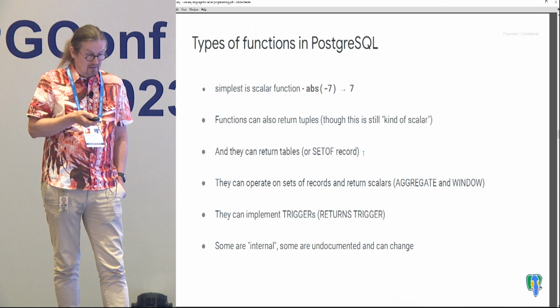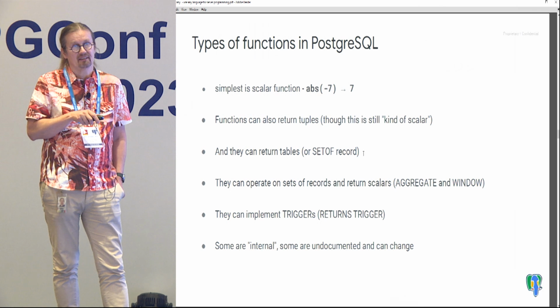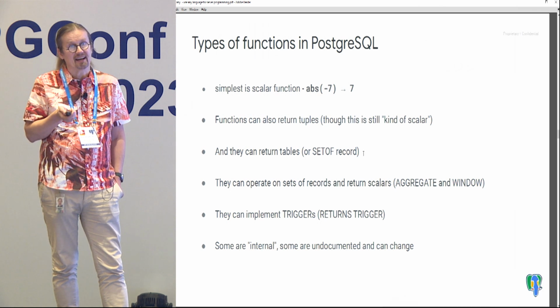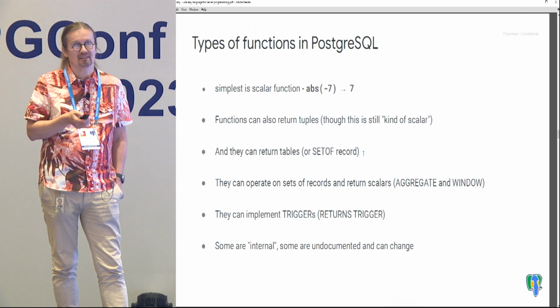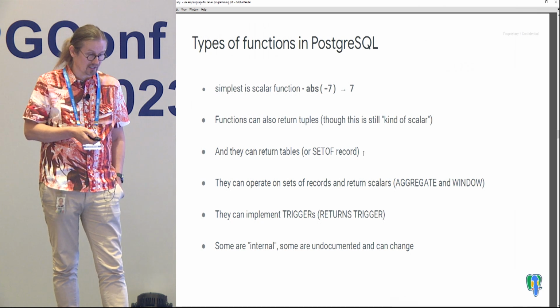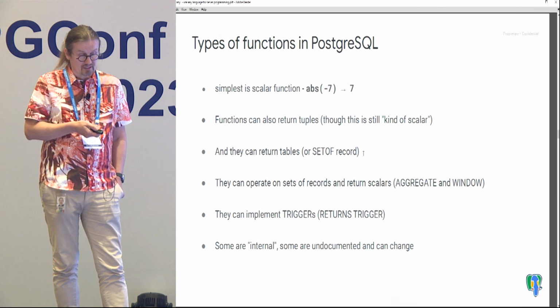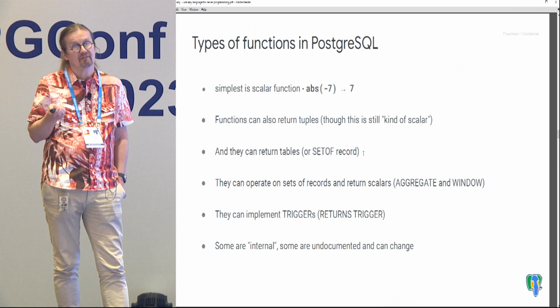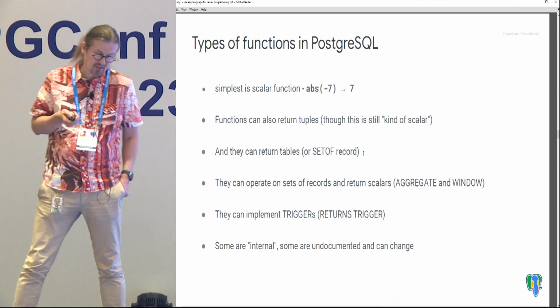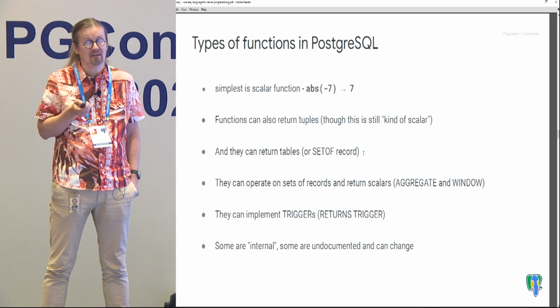And then there are also functions that are used to implement triggers. They are denoted by returns trigger. It's actually not returned, but it's just to mark it as a trigger function that you then can use to define triggers. And there are also functions that are internal. So if you don't find the function description in documentation, then be more careful.